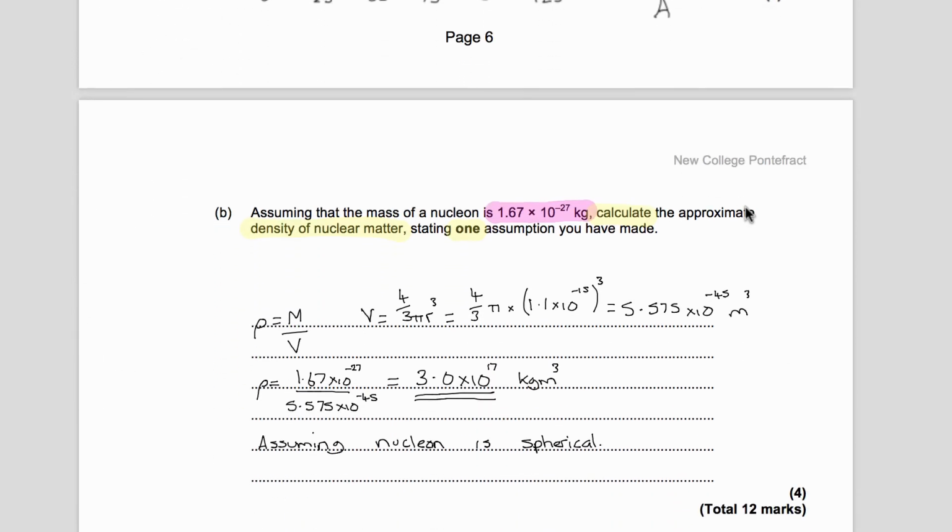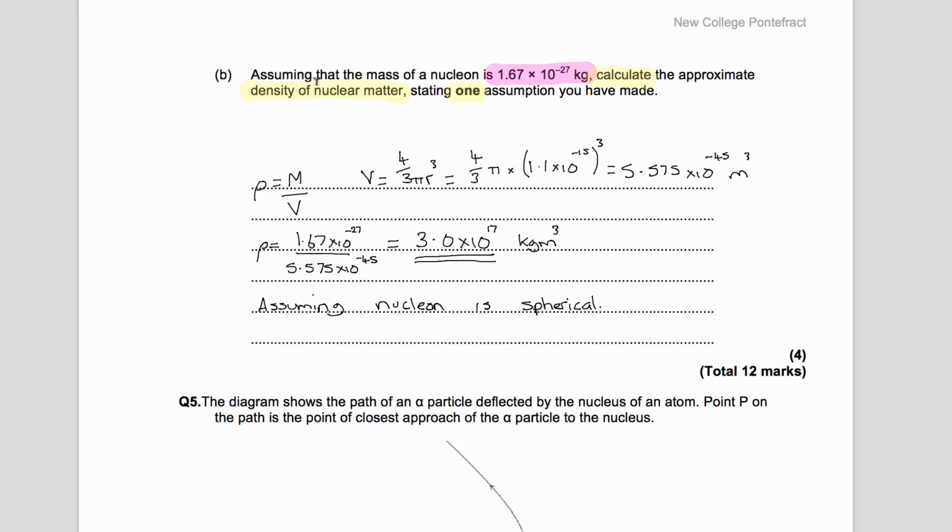So that was part A. In part B, we're going to assume that the mass of a nucleon, in other words the mass of a proton or a neutron, is this number here, 1.67 times 10 to the minus 27 kilograms. We're then asked to calculate approximately the density of nuclear matter, and then state one assumption that we've made. To calculate density, I need the mass divided by the volume. The volume I'm going to assume is a sphere, so I can write down what my assumption is already. I'm going to assume that the nucleus is spherical.